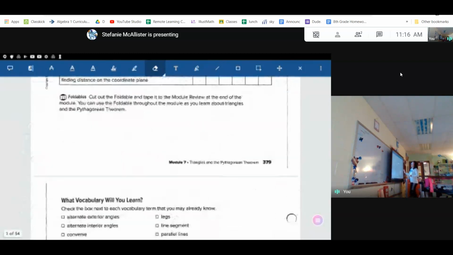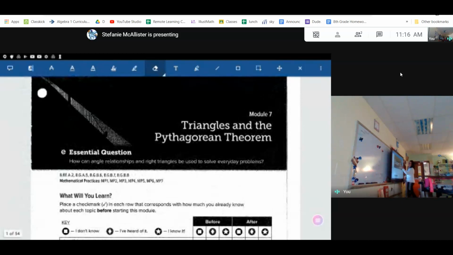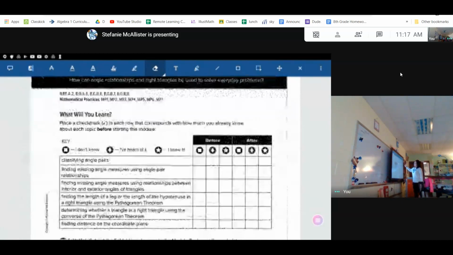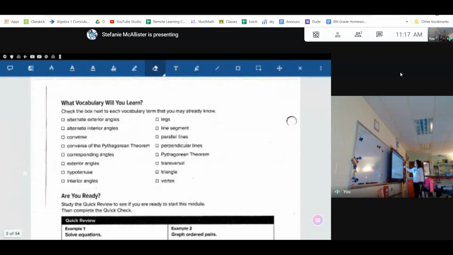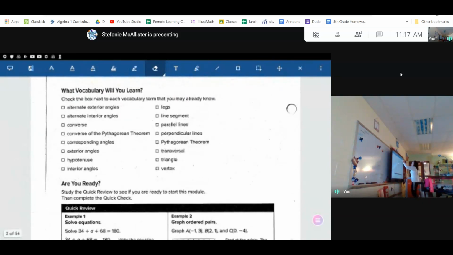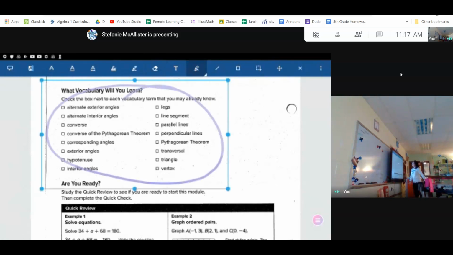Essentially, we're going to learn in Module 7 about triangles and the Pythagorean theorem. Kind of fun stuff. You'll like the geometry parts. Here are some of the vocabulary words that you'll become very well acquainted with here in the next couple of weeks, or week and a half or so.